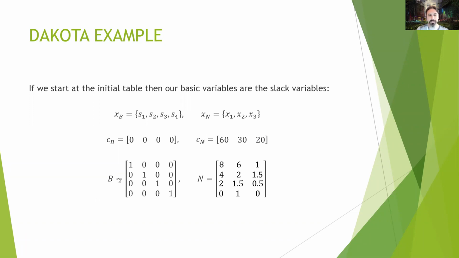And now we have B, the coefficients in the constraints for the basic variables, which, because it's the initial table, is where S1, S2, S3, and S4 have the identity matrix by itself. This is the identity matrix. And then we have N, the non-basic variables' coefficients in the constraints. So all these four matrices will be useful in the operations to come, or the iterations to come.